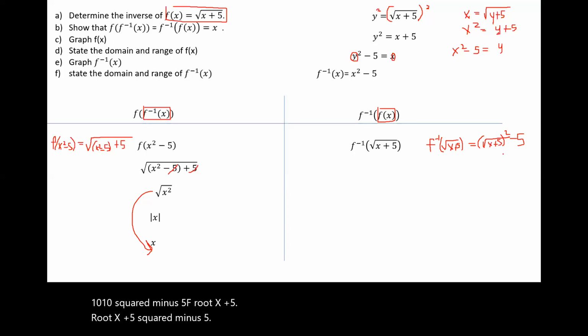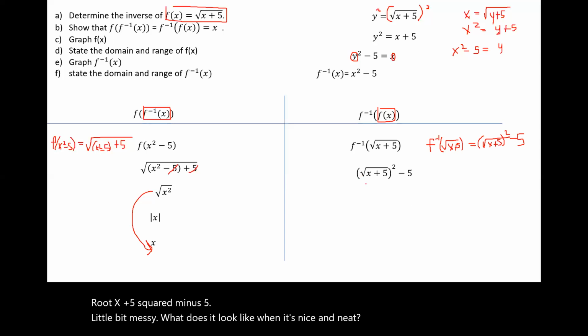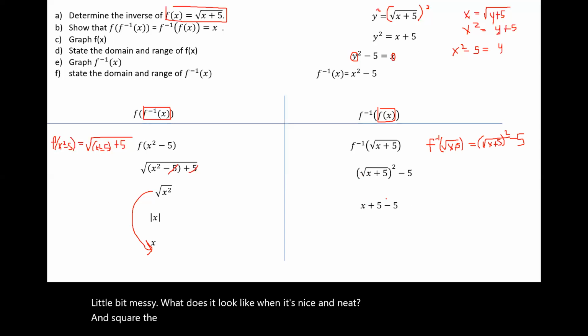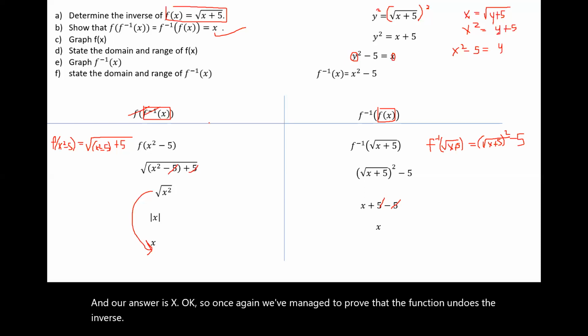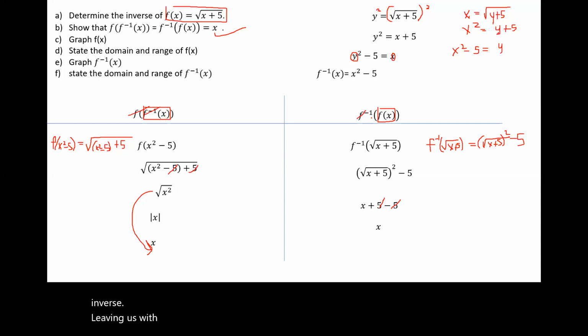A little bit messy. What does it look like when it's nice and neat? And square the radical. We get rid of the radical. Nothing complicated, nothing strange there. And our answer is x. Okay, so once again, we've managed to prove that the function undoes the inverse, leaving us with x. The inverse undoes the function, leaving us with x.